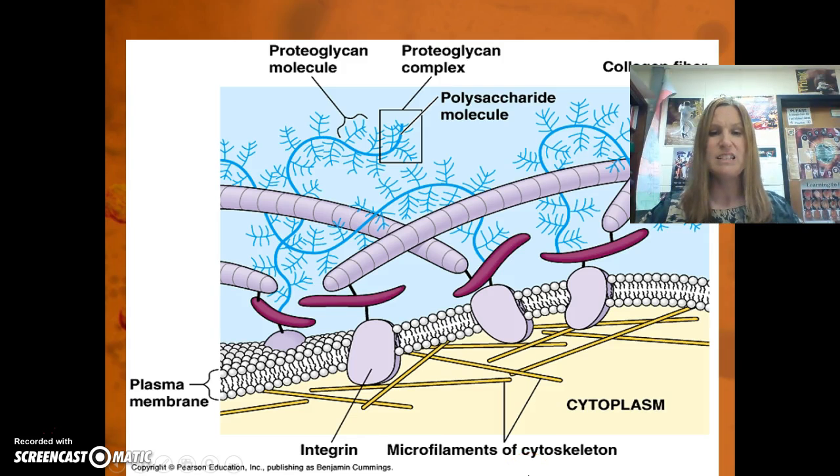Okay, so let's take a look at this. What does that mean? That means that if this is my cell right here, and here's the microfilaments in my cytoskeleton, we can see these integrins, these proteins that are embedded in the cell membrane. And then right here, we find our fibronectins, which are attaching that integrin to the ECM, that collagen fiber. Ooh, what the heck would we want that for?